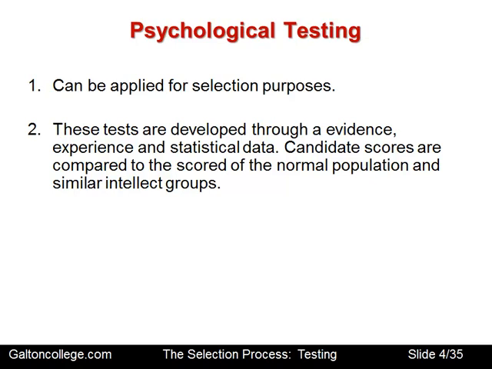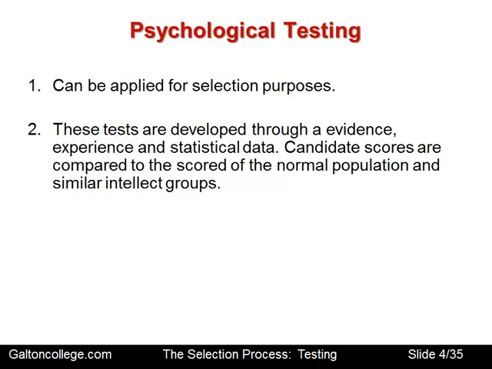Candidates are compared to the scores of the normal population and similar intellect groups. So candidates can be tested on a range of areas, and then the results of the tests can be compared with the population or some relevant group if that data is available. So it's important that some sort of benchmark is in place.